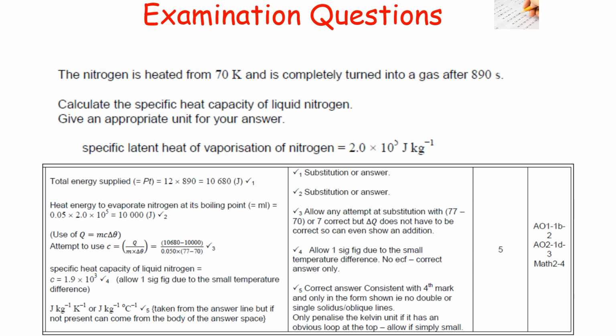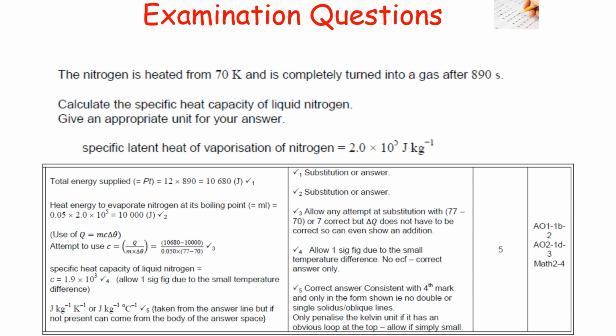So we can say that E is equal to mcΔT, so therefore c is equal to E over mΔT. The energy is going to be the total energy minus the energy needed to change the state. Then we divide that by the mass times our change in temperature. So we get 1.9 times 10 to the 3.